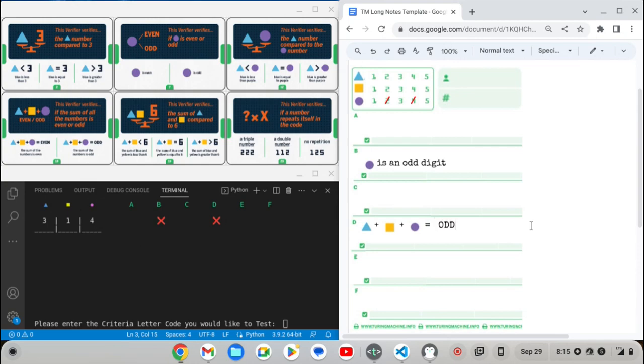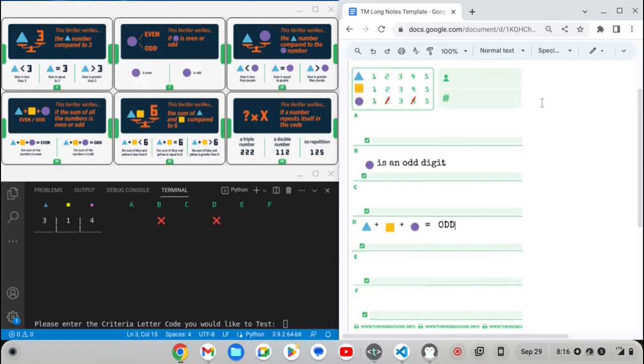So we do know that a circle is already an odd digit. So that means that triangle and square need to add up to be an even, since an even plus an odd does produce an odd value. So that means that triangle and square are of the same type. They're either both even or both odd. So we're looking at a potential even, odd solution or an all odd solution.